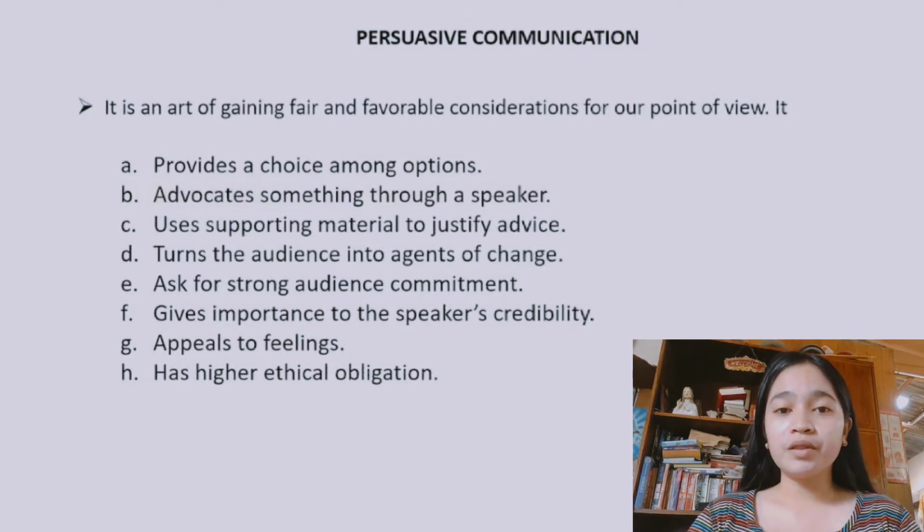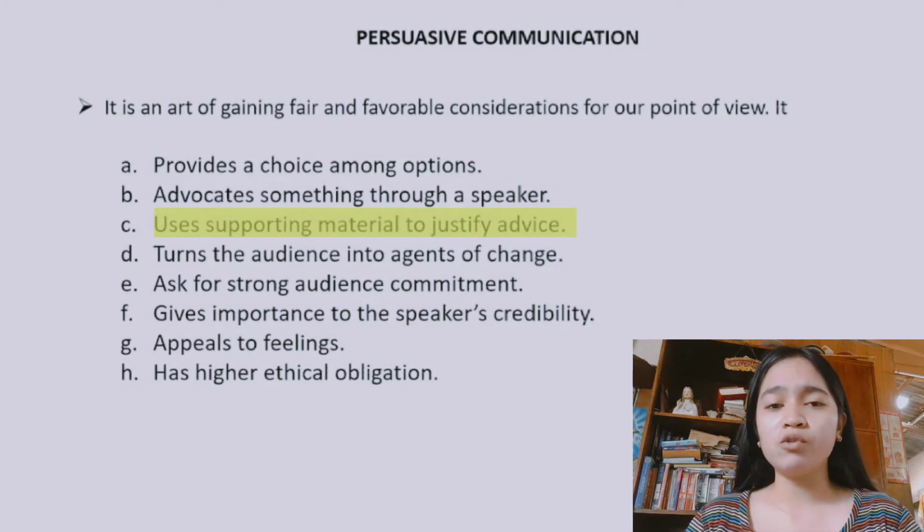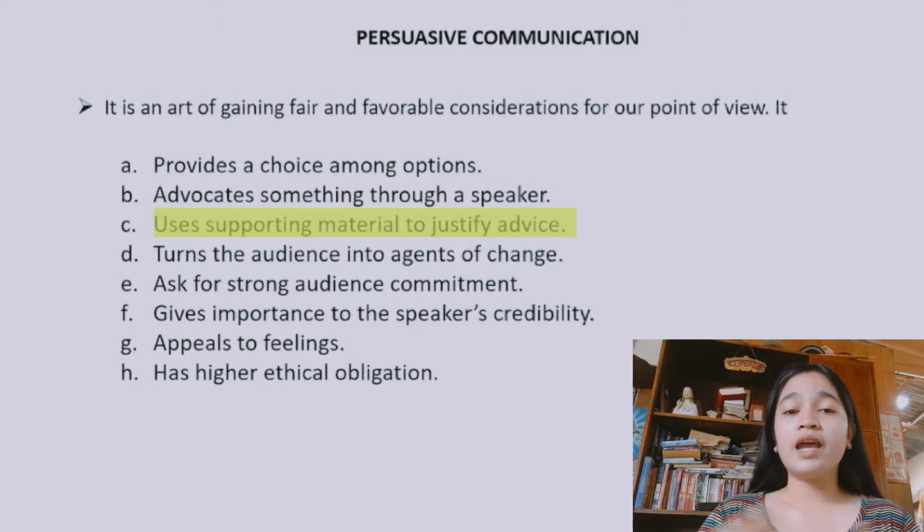It uses supporting material to justify advice. So before we can fully persuade our audience, we should show some supporting material or evidences that can justify the things that we are going to say, or that can justify our arguments in order for the audience to be persuaded.